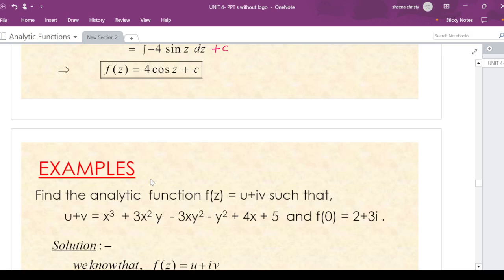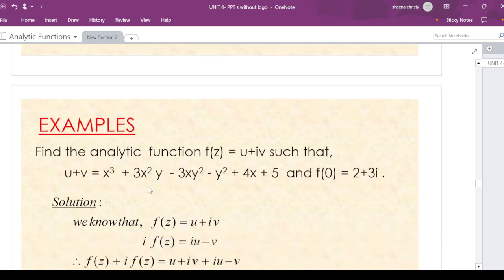Now, we are going to move on to the next example. Here, if you look at the problem, we have slight changes in the imaginary part or real part. Find the analytic function f(z) equal to u plus iv such that u plus v equals x cube plus 3x square y minus 3xy square minus y square plus 4x plus 5, with the condition f(0) equal to 2 plus 3i.